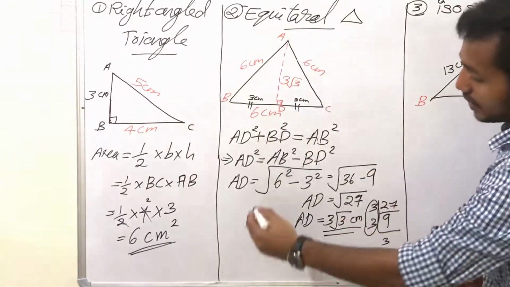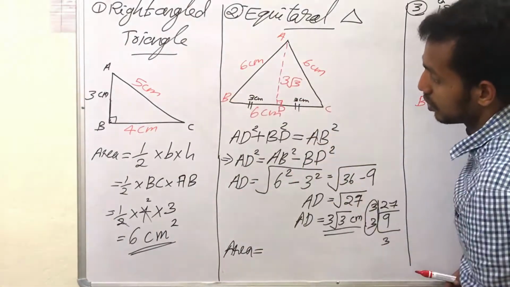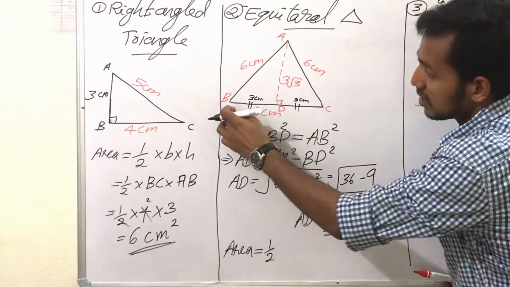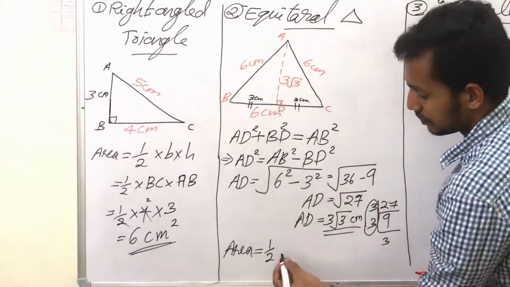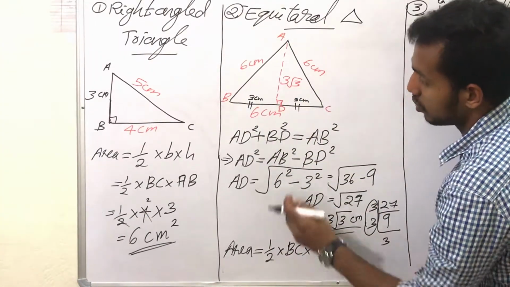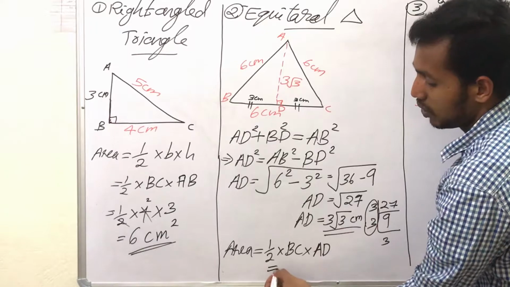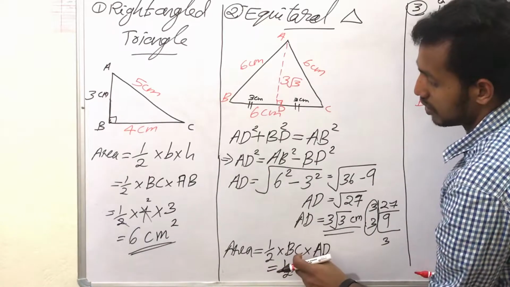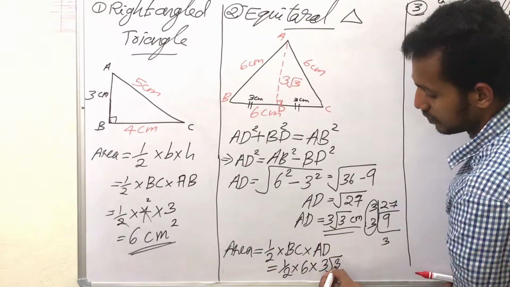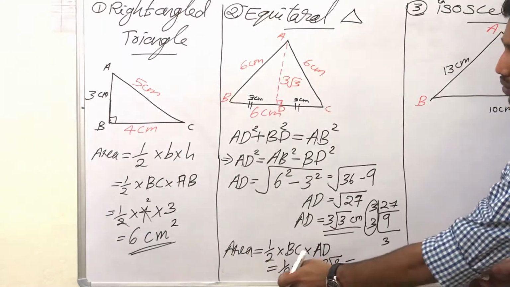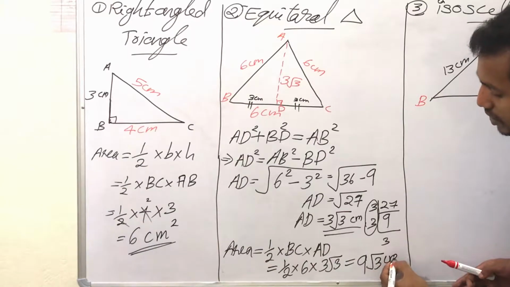Now we can easily find the area. Area of triangle ABC is equal to half into, what is base? Base is BC. So half into BC into what is altitude? AD, which is equal to half into what is BC? 6 centimeter into AD is 3 root 3. Simplify, 6 by 2 will be cancelled, 3 into 3 is 9. 9 root 3 centimeter square.